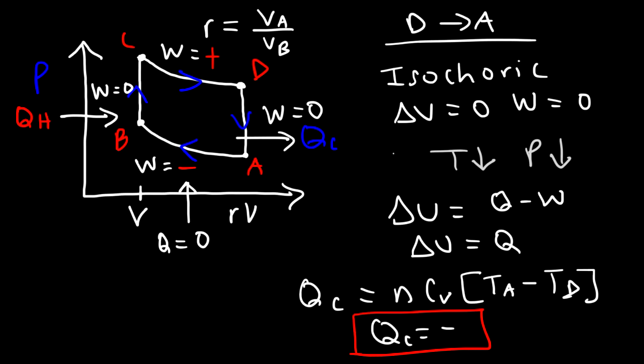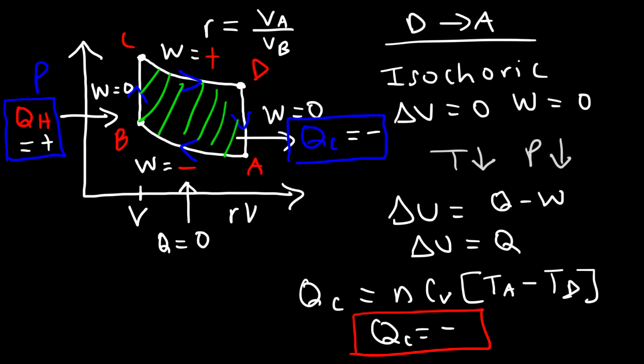So make sure you understand that QC is negative, QH is positive. Whenever energy enters the system, it's an endothermic process. When it leaves the system, it's exothermic, so Q is negative. Now to calculate the work, it's equal to the area enclosed by this cyclic process.